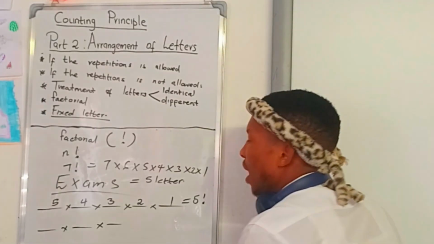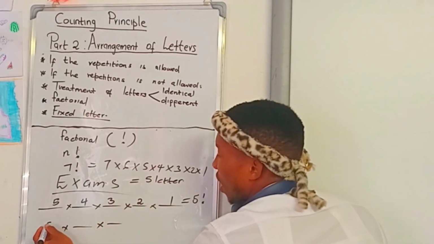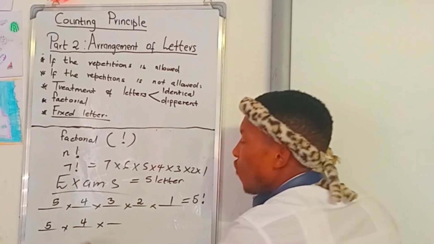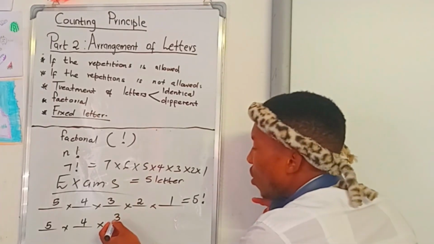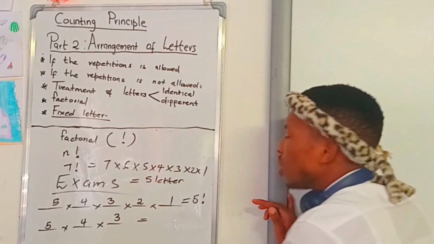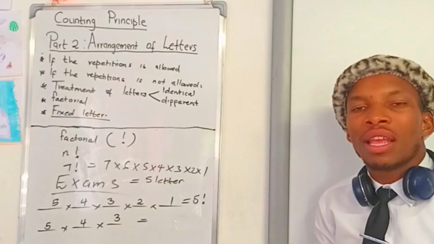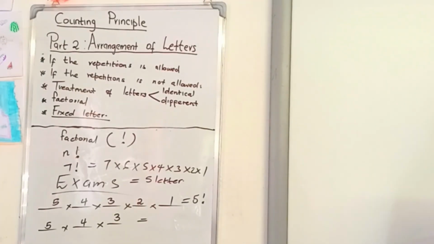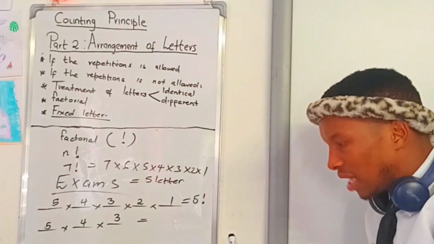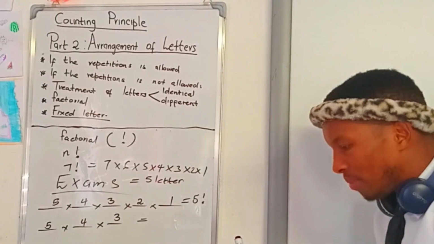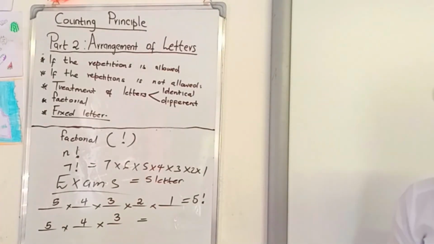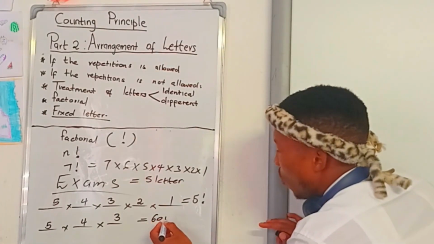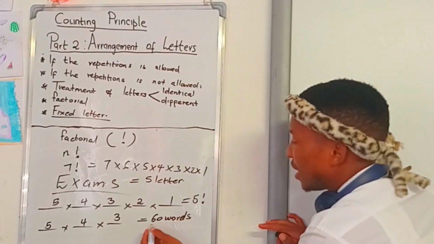Then we say we have 5 letters at first, then we have 4 letters, then we have 3 letters. This is not the same as 5 factorial. It is 5 times 4 times 3, which is the same as 60. Then we have 60 words that are going to be created here.